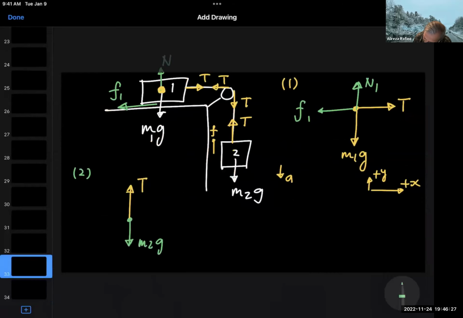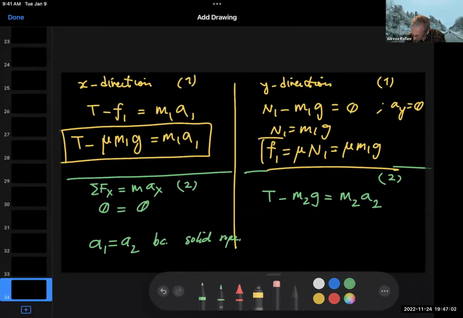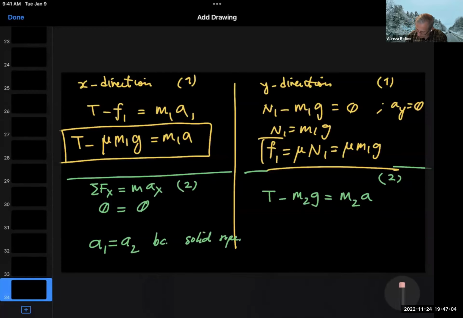Good. Now, here's the thing. If the rope is not going to stretch, these two objects are connected together. Although one of them goes down and the other one goes to the right, because they are connected with a very solid rope, the acceleration for both of them should be the same. And so you conclude that a1 is equal to a2 because the rope is a solid connection. So I can just get rid of the index 1, 2, and it becomes the same a. Now I can solve it.